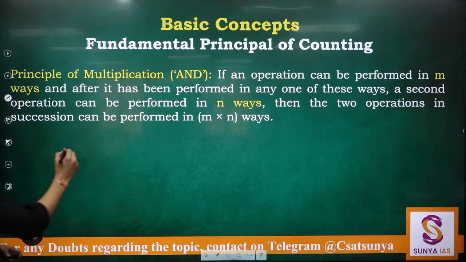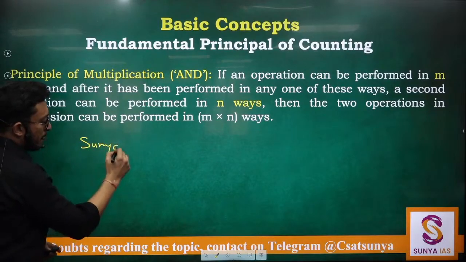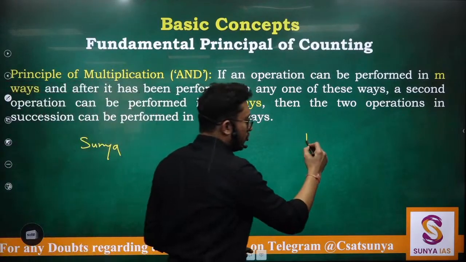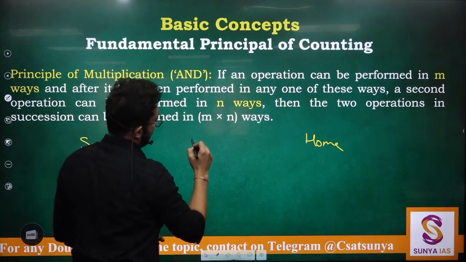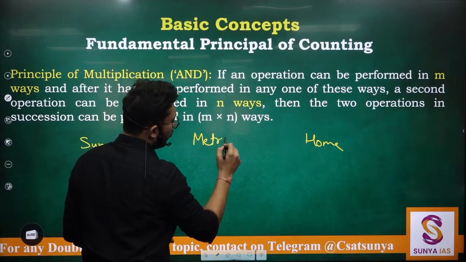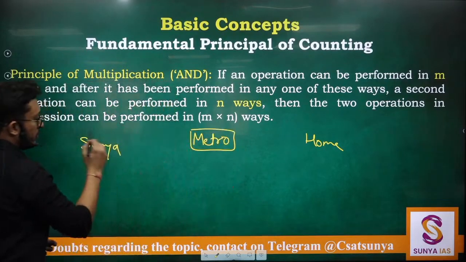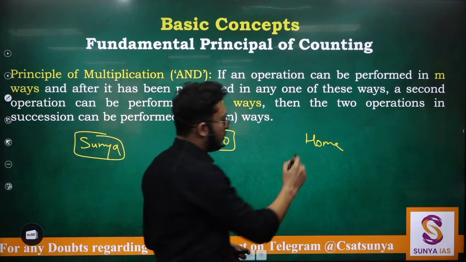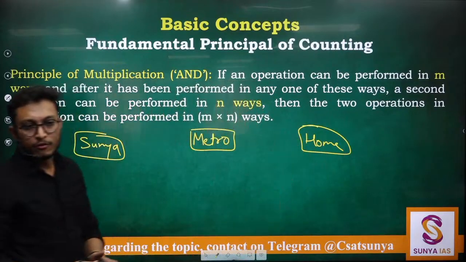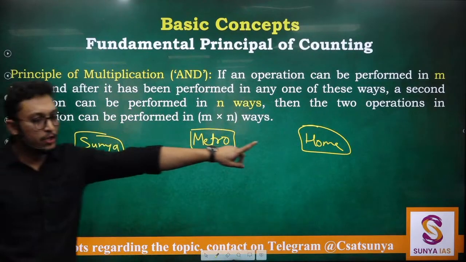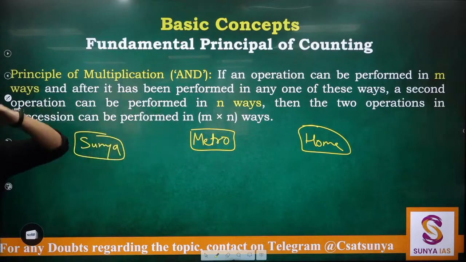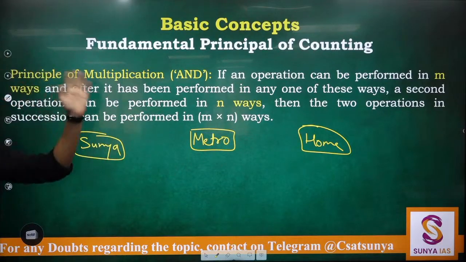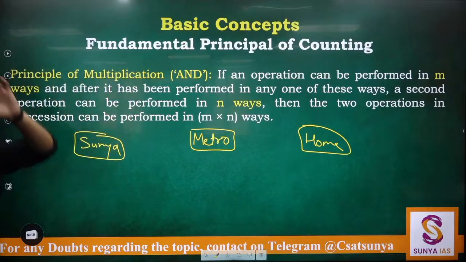Same, let's say you are here in Shunya. You need to reach your home, but you need to meet someone at the metro station first. So there's a condition attached. From here you cannot directly go to your home. You need to meet someone at the metro station. See, slowly I'll increase the level. If I give it all at once, you won't be able to do it.